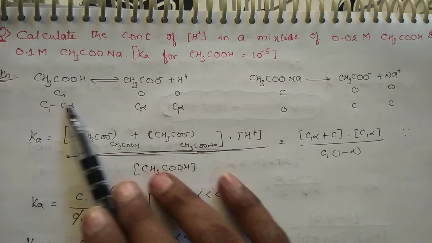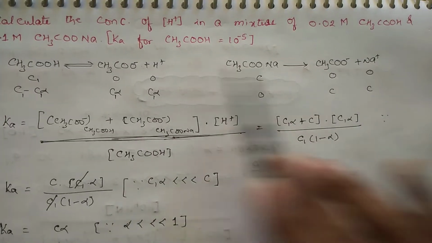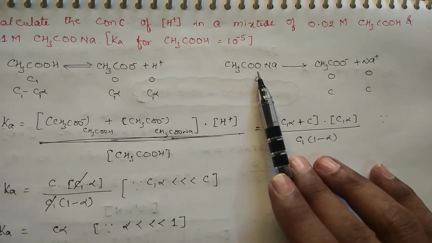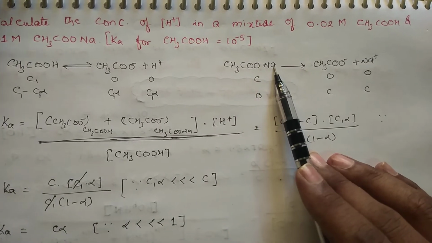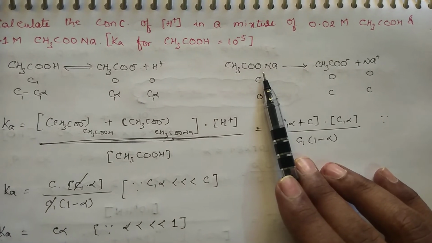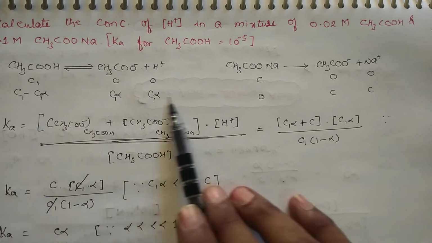I am taking C1, 0, 0 initially, and C1 minus C1 alpha, C1 alpha, C1 alpha at equilibrium. Now CH3COONa is the stronger one. Why? Because CH3COOH is a weak acid and NaOH is a strong base, so this is the salt you get from a weak acid and a strong base. So this will be in this pattern: its concentration will be completely dissociated, whereas here it will not be completely dissociated.